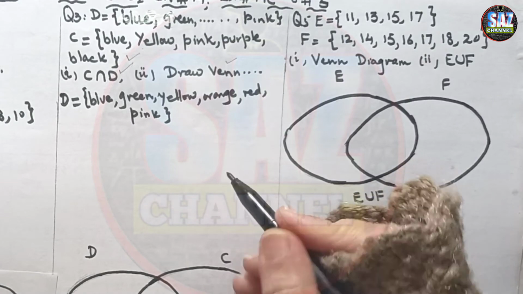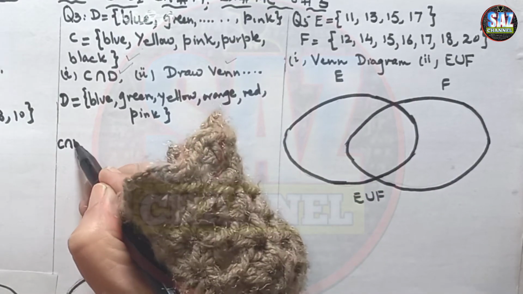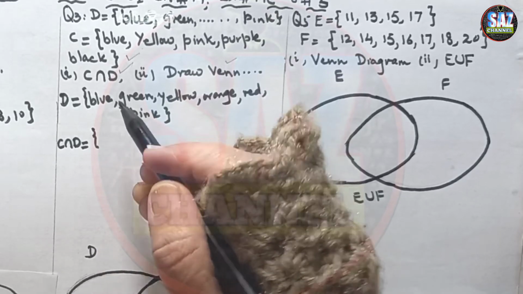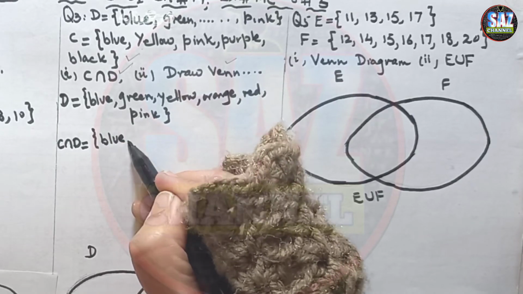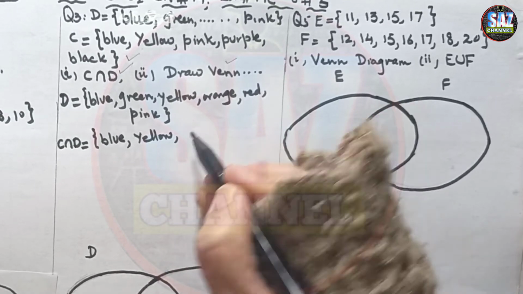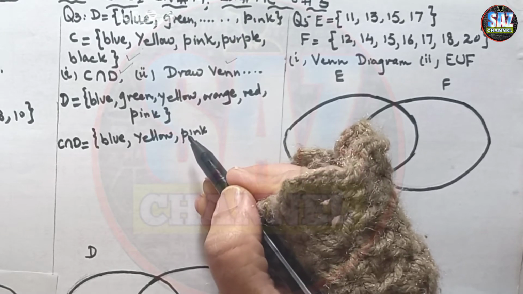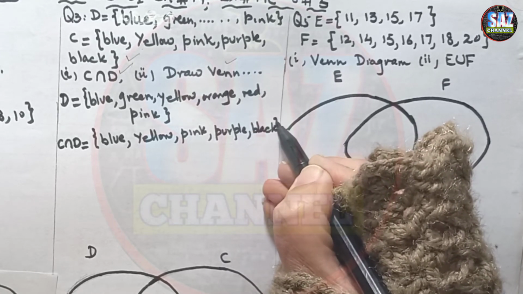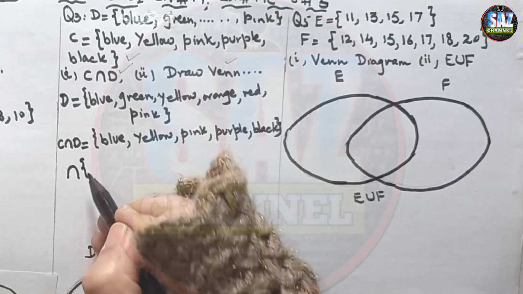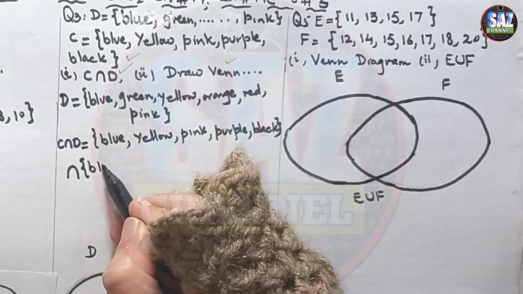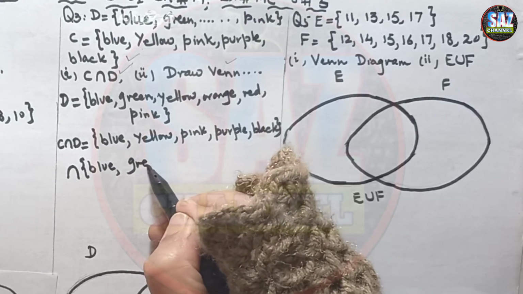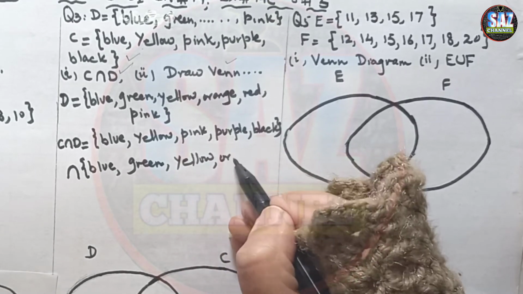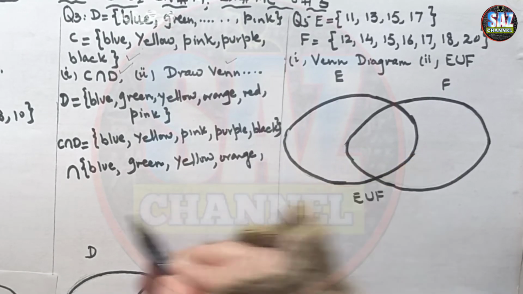Now I have to find C intersection D. So I will be writing all the elements of C and D. Set C contains the first element blue, then yellow, then pink, then purple, and the last element is black, and then I close the bracket, and then I put the intersection symbol, and then I write the elements of set D, that is blue, green, yellow, orange, red and pink.